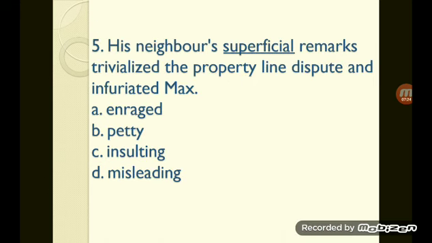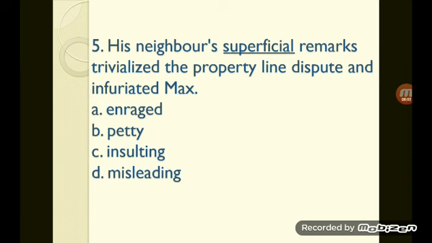Sentence number 5. His neighbor's superficial remarks trivialized the property line dispute and infuriated Max. So what did the superficial remarks do? They trivialized the issue. Trivialize means something which is not important. That means they did not give importance to the issue, but took the importance away. The superficial remarks were not important, but they trivialized the issue.